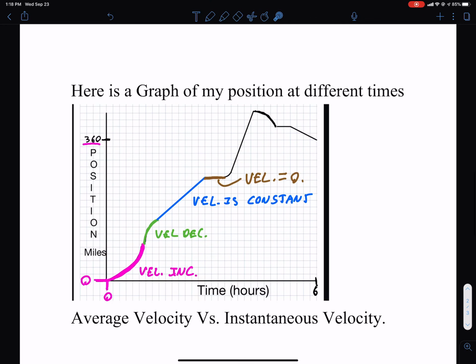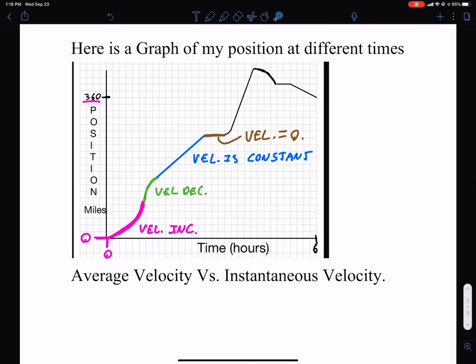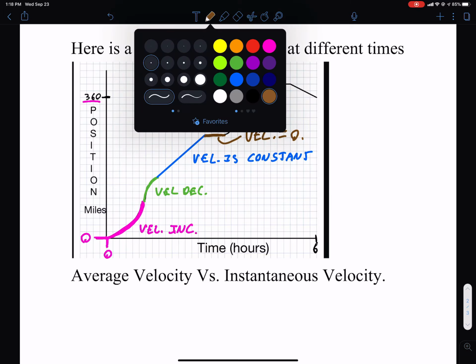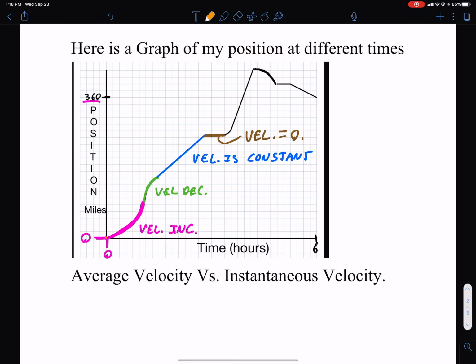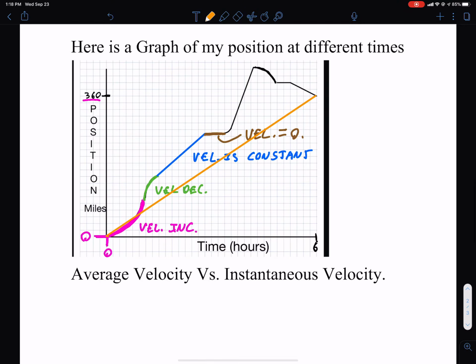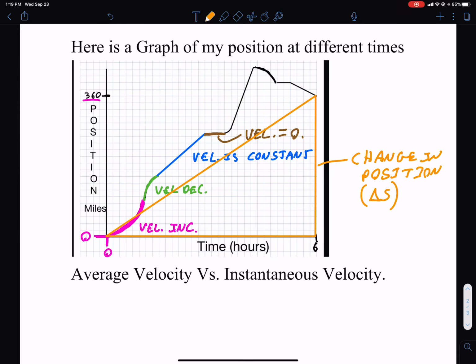So the average velocity, let me show you where that is in respect to this thing. What color? Have I not used a good color? Yeah, the gold. That's golden. So if you look at that line, it has a rise and a run. If you look at that, that's my change in position, which I can write as delta S. And if you look at this bottom line, that's change in time.